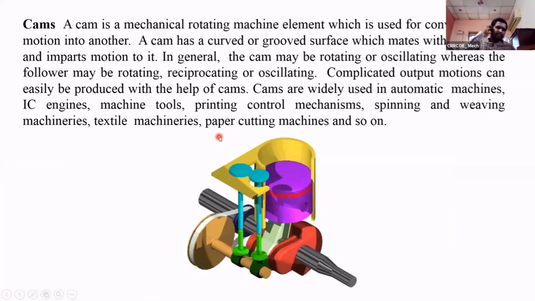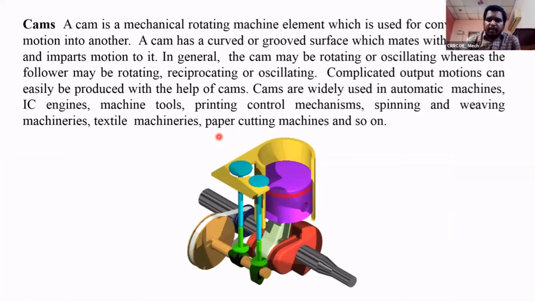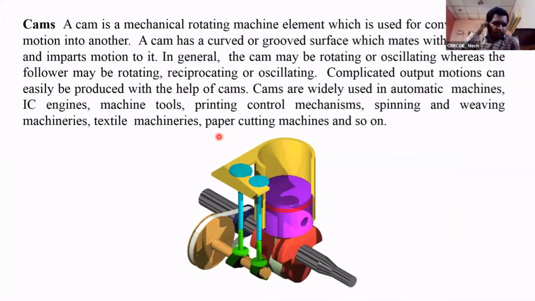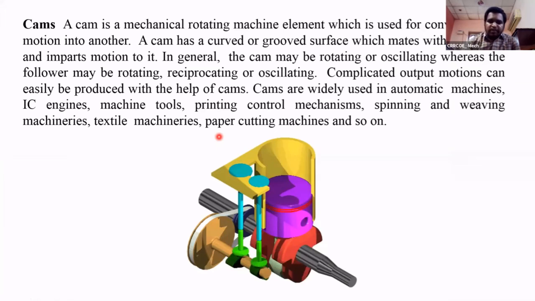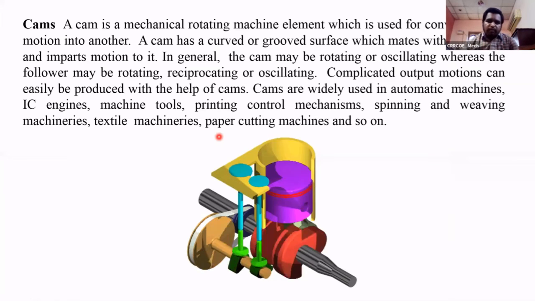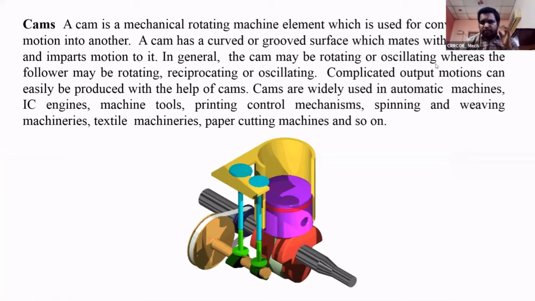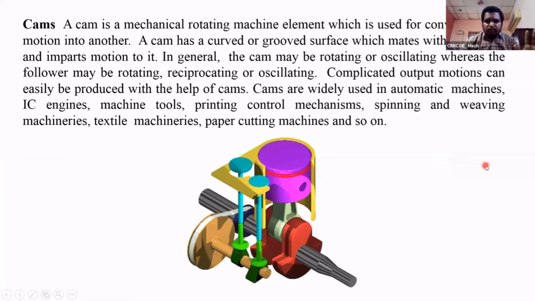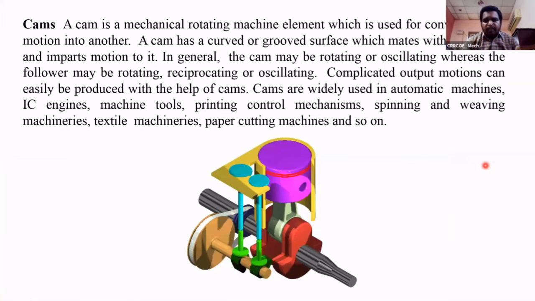Next topic is cams. A cam is a mechanical rotating element used to convert motion from one form to another form. Cams are widely used in industries because the cam mechanism is very popular. A cam is nothing but a curved surface or grooved surface, and it transmits the motion to the follower.